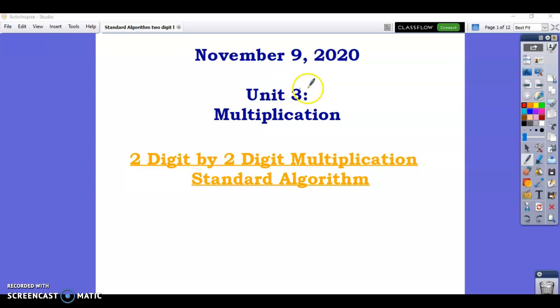We are still continuing our Unit 3 multiplication. Last week we worked really hard doing our 2-digit by 2-digit multiplication with area models, and today we are going to be practicing the standard algorithm of 2-digit by 2-digit multiplication. So in your journal, pause the video here and add in 2-digit by 2-digit multiplication standard algorithm.